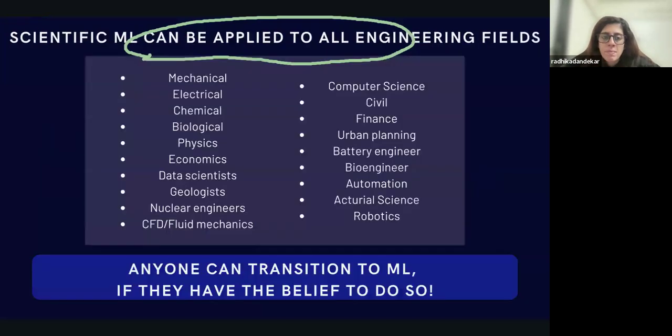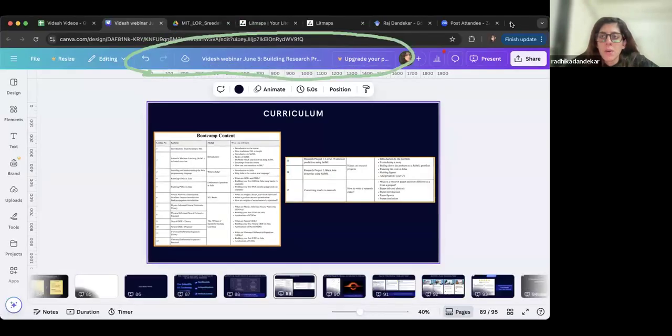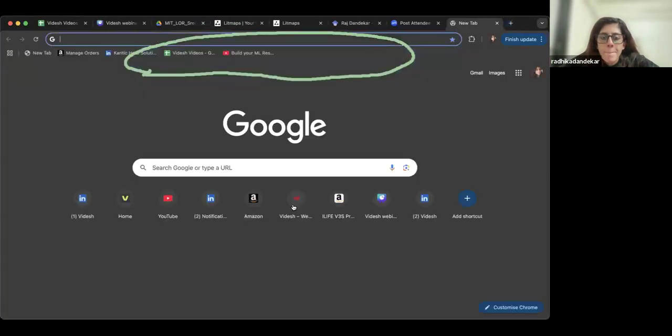Okay, so scientific machine learning can be applied to all fields. Basically, you can combine every field with ML and write a good research paper in that particular field. Okay, so this particular boot camp is divided into 4 parts. Let me just take you through the boot camp.